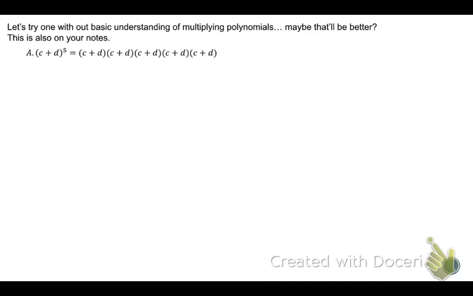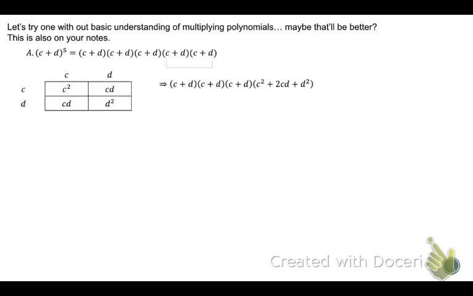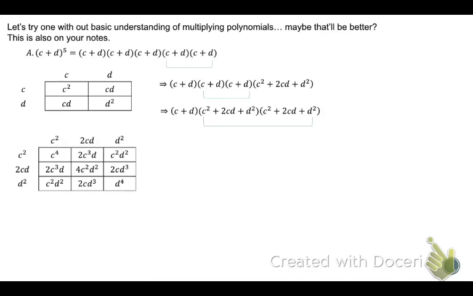So we have c plus d to the 5th power. So that means we have c plus d 5 times. So let's multiply those two. You get c squared plus 2cd plus d squared, which is the same as those two right there. So now let's multiply those two big ones. So you get c squared plus 2cd plus d squared, and then c squared plus 2cd plus d squared. So it's getting ugly already. So you end up with c to the 4th plus 4c cubed d plus 6c squared d squared plus 4cd cubed plus d to the 4th.